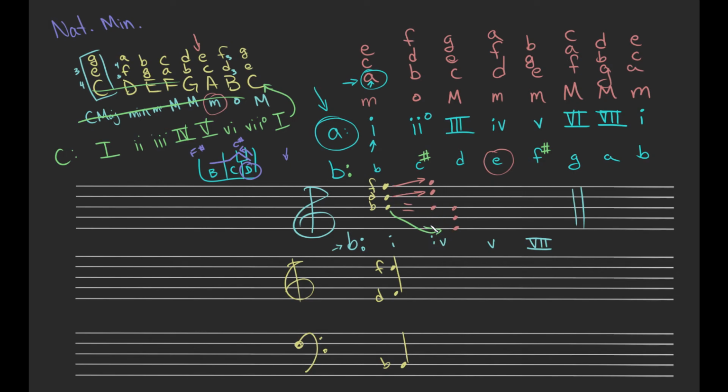Versus our first example here, this one's not moving at all. This one's moving a little bit by 1 step. D to E is very small distance. This is moving F to G, which is a very small distance.